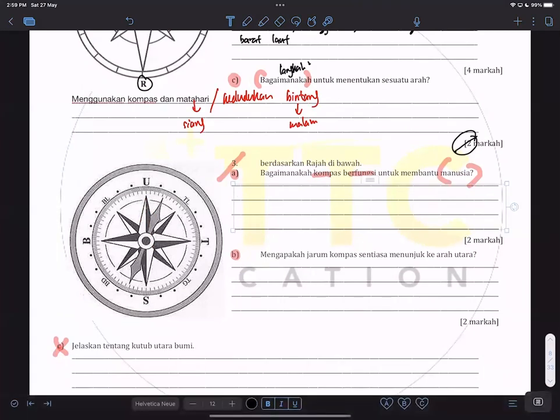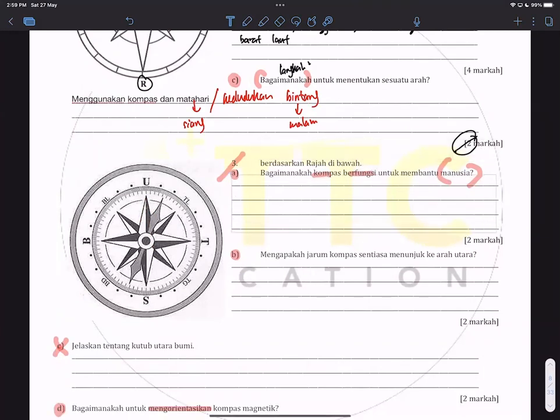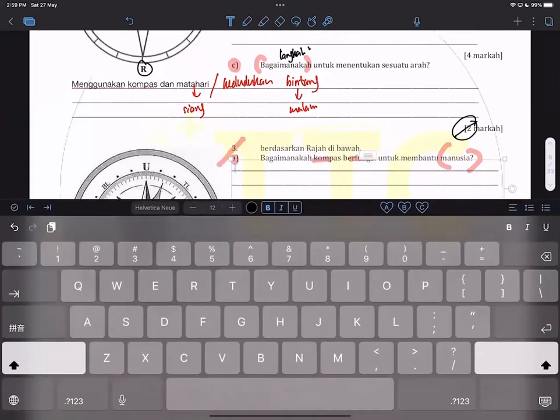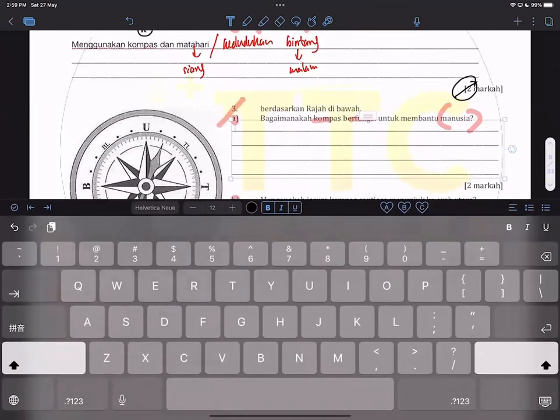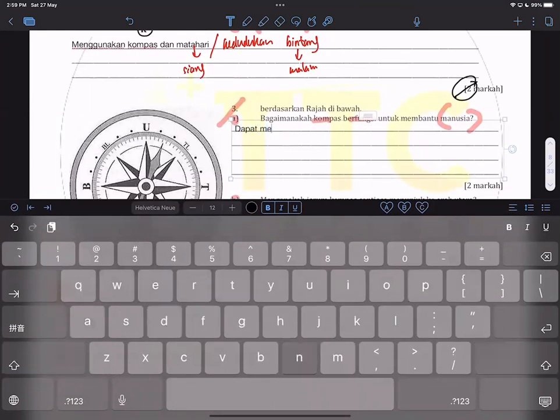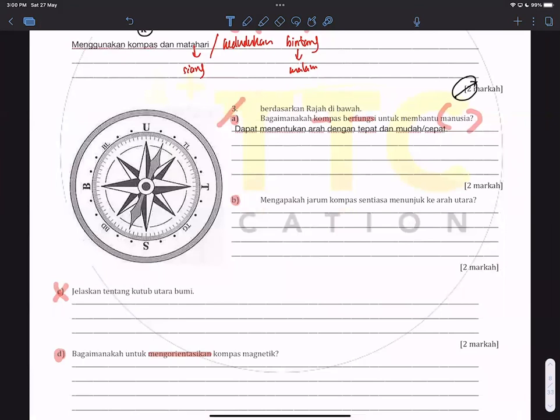Then they didn't ask for langkah-langkah yet. So bagaimana usually is for langkah. But I didn't highlight the bagaimana. I highlight the fungsi. So fungsi for compass is dapat menentukan arah dengan tepat, dan you can use mudah or you can use cepat lah, or pantas, same thing lah, cepat. Cepat or pantas is the same thing. So this is the 2 marks. Tepat 1 marks, mudah or cepat another mark.